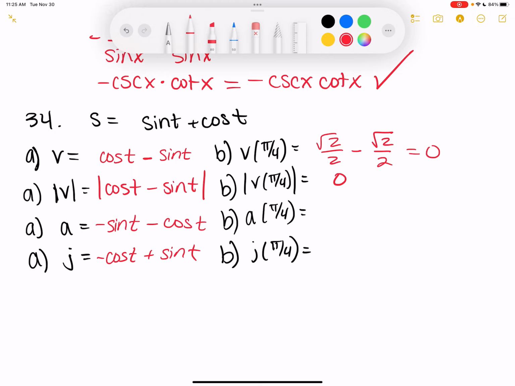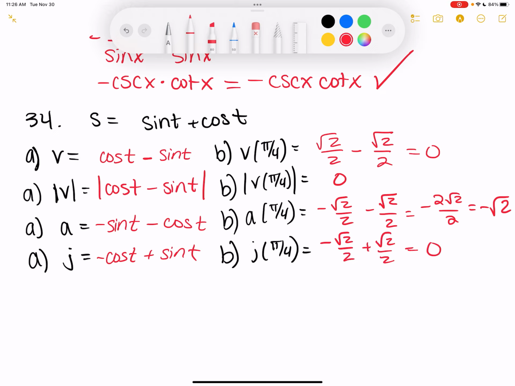So then the next one, it's obviously still root 2 over 2. So minus root 2 over 2 minus root 2 over 2 is minus 2 root 2 over 2, or just minus root 2. And then this one is minus root 2 over 2 plus root 2 over 2, which is 0. And so you found all the pieces and that's all that it wants you to do. So not too bad, right?